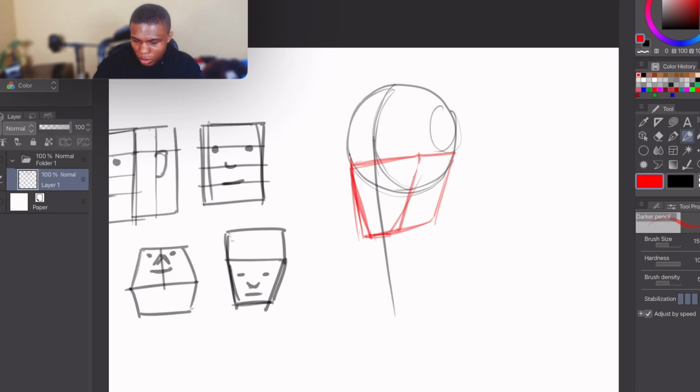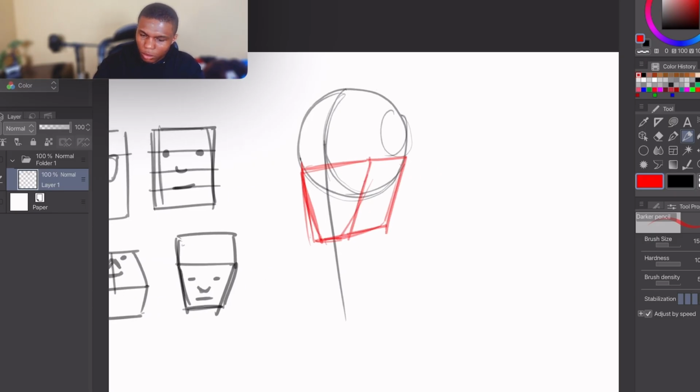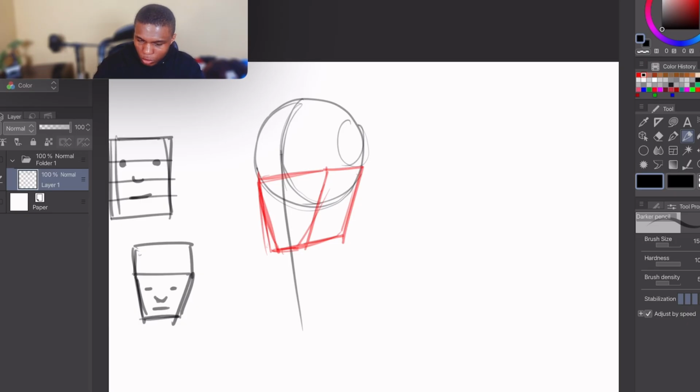Yeah, something like this. You could do that, or you could do your cranium like this, and then just put your box like this, and then you figure it out later.